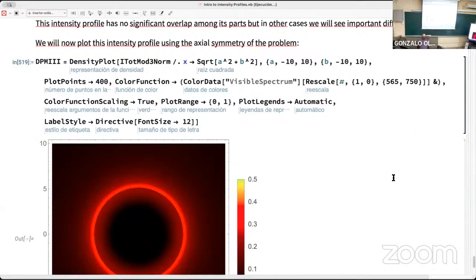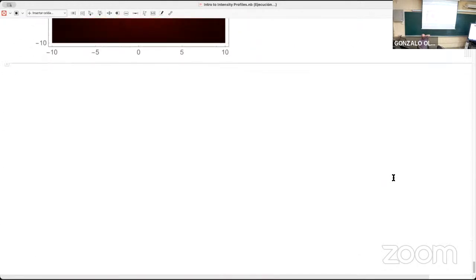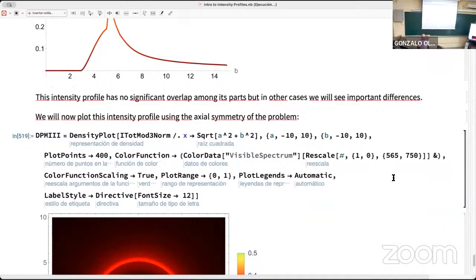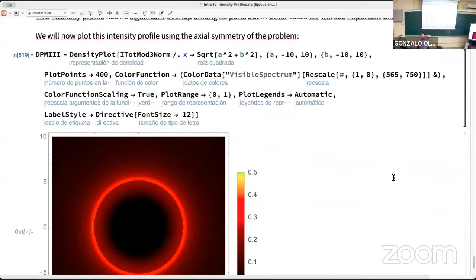So basically, this is all I wanted to show you. This is how we computed the first intensity profiles. These are elementary notebooks that focus on the pedagogical part, but you can use them to produce your own images. And then you can improve them in different ways, and make things more automatic and other things.